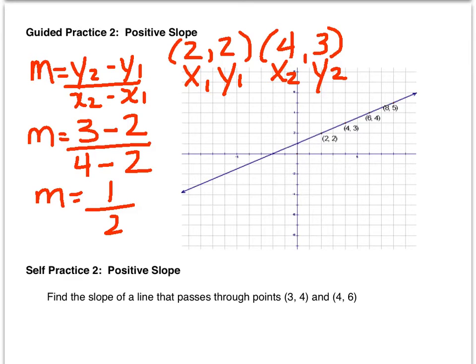Now you try one. In self-practice 2, you're going to use the slope formula to find the slope of a line that passes through points (3, 4) and (4, 6). It doesn't give you a graph of the line, just gives you the 2 points. So go ahead and name your 2 points, x1, y1, x2, y2, substitute the information into the slope formula, and solve.